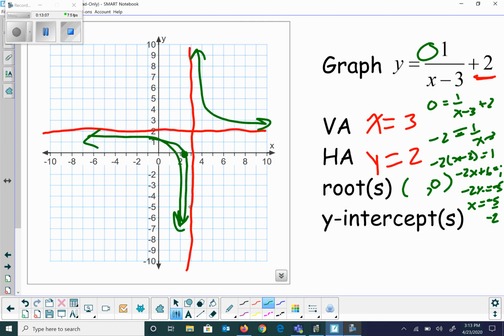Does it cross the y-axis? It sure does. Where do I plug the 0 in to get where it crosses the y-axis? For the x, right? So if I plug 0 in for that, I'm going to get y equals 1 over 0 minus 3, which is negative 3, plus 2. So 2 subtract 1/3 is basically 1 2/3. So 1 2/3, somewhere in there. There we go. A little bit different to think about this stuff. It's not impossible, it's just a much different graph than we've ever dealt with.